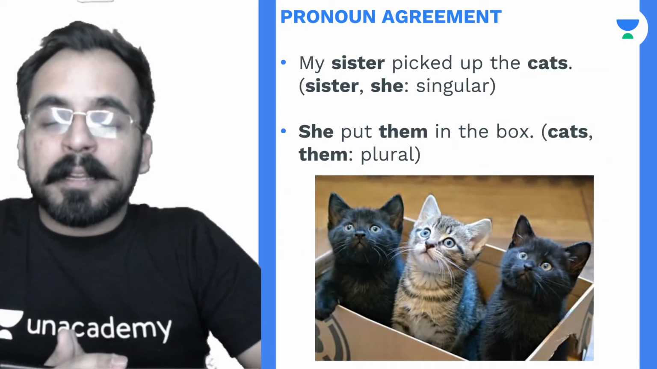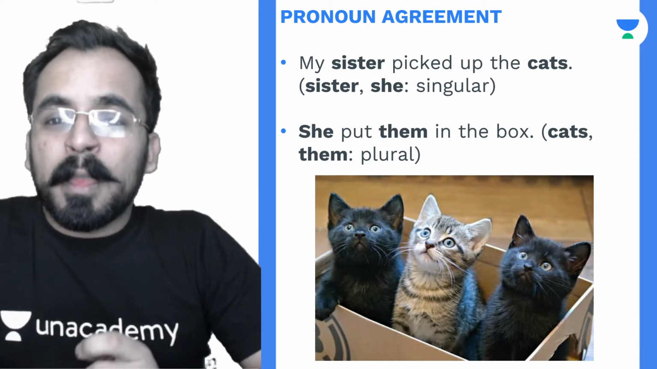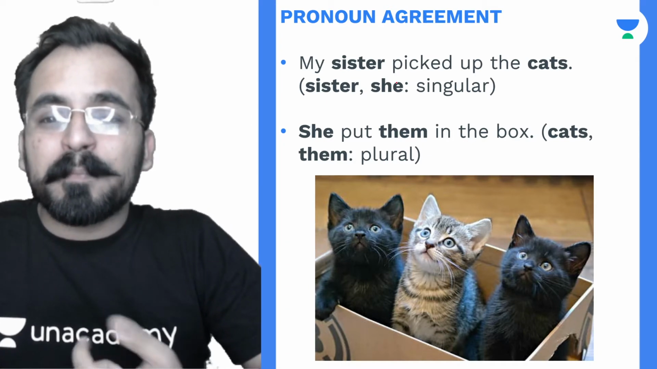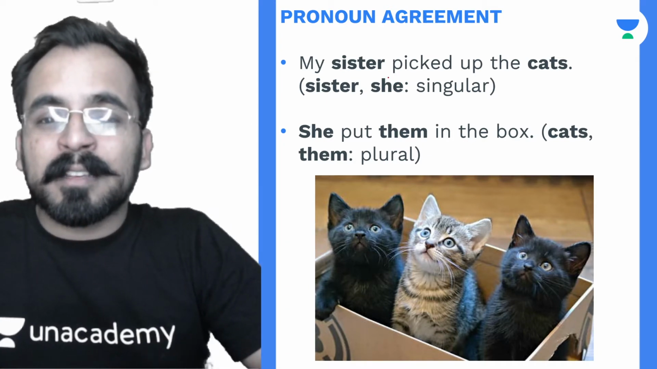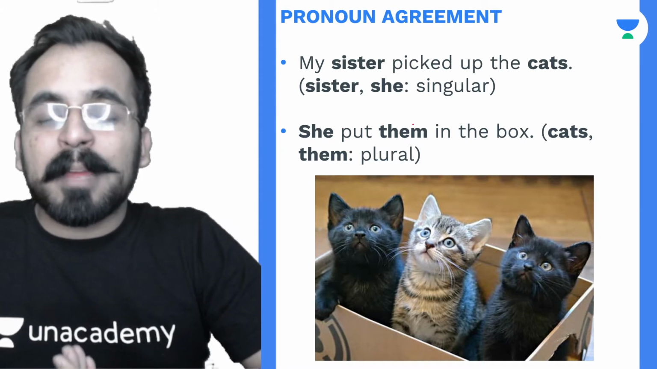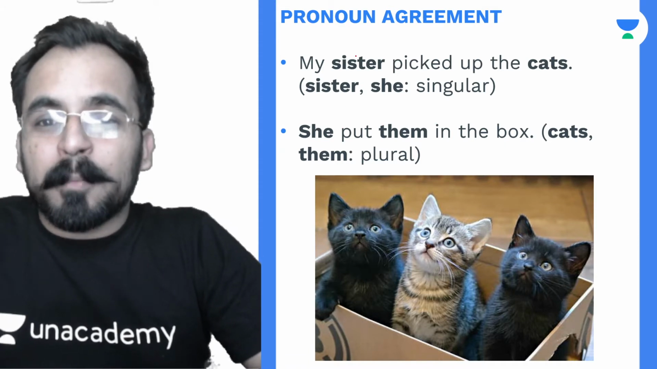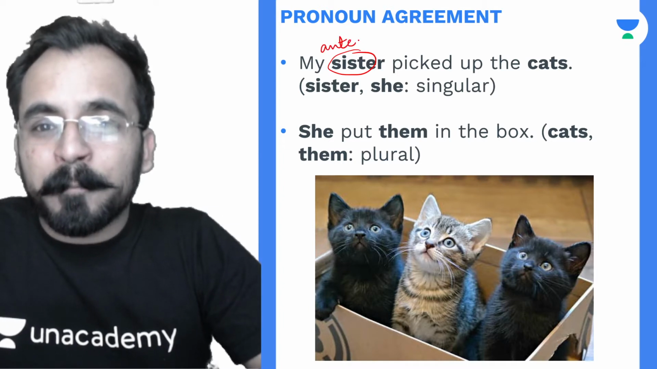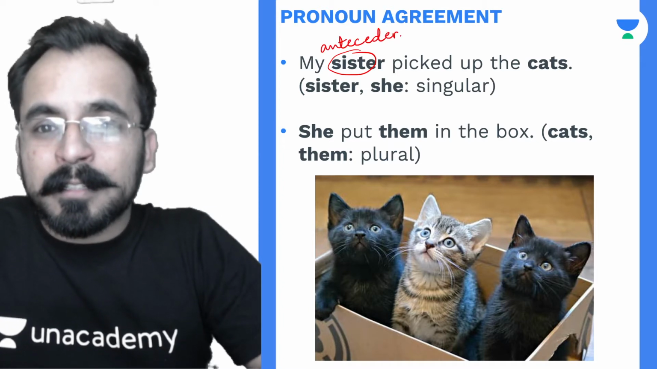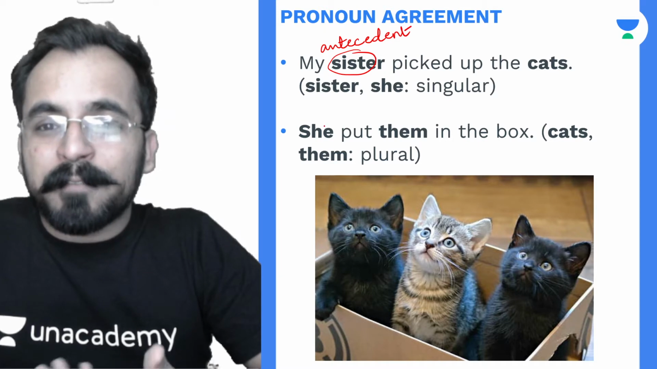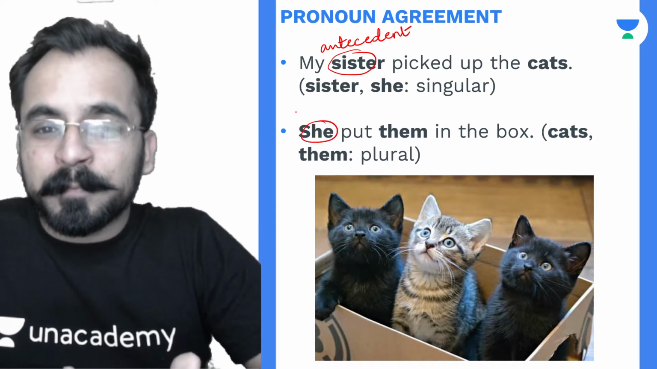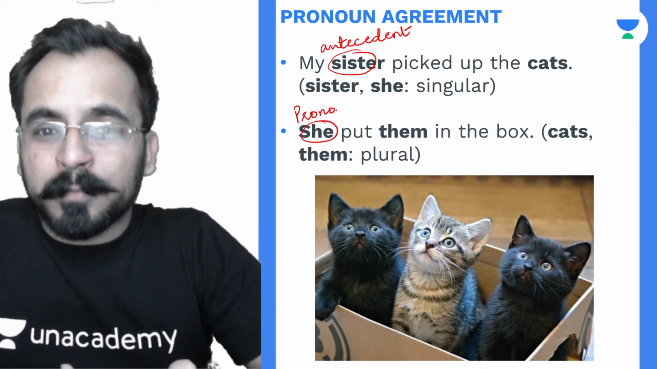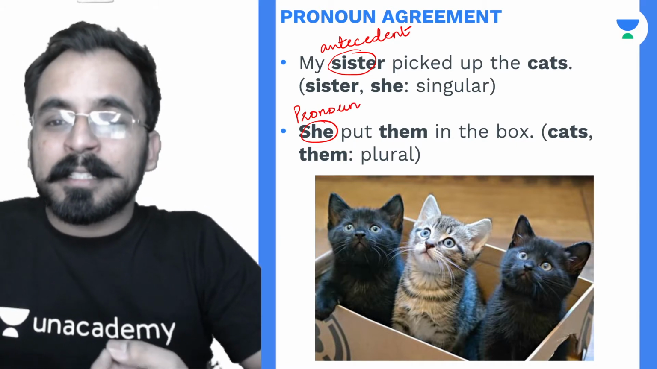For example, let's see this. My sister picked up the cats. She put them in the box. So my antecedent is sister. And the pronoun that refers to my sister is she. So this is the pronoun that refers to the antecedent, sister.